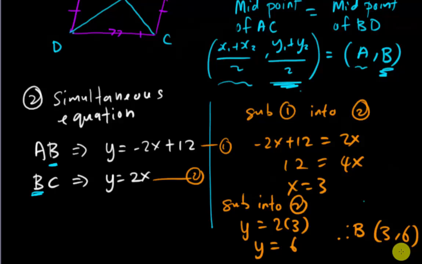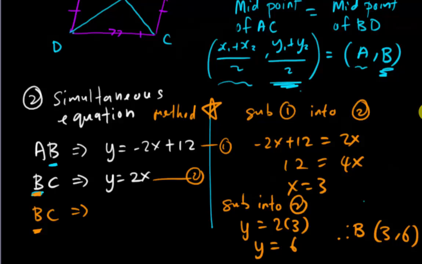Alright, so whenever you need to find the coordinates, you just need to understand the second method. It means if you want to find the coordinate B, you have to have the equation of AB and the equation of BC, or it can be something like the equation of BD and the equation of BC. As long as they have the same letter, you substitute into each other and you can find the coordinate B. Alright, this simultaneous equation method, I will say this is also very famous, but it's not as simple as the midpoint method.